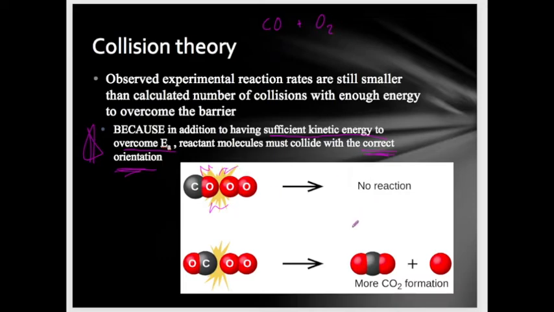So we need a better explanation. We need one step further. We need another variable in our collision. Not only do the collisions have to be energetic enough, they have to be turned the right way. They also have to be of the correct orientation, okay? So this slide is really important. If you can understand this slide, I think you'll be good. Not only do we have to have enough kinetic energy to overcome activation energy and break the old reactant bonds, but it's also a requirement that they collide with the sufficient orientation.